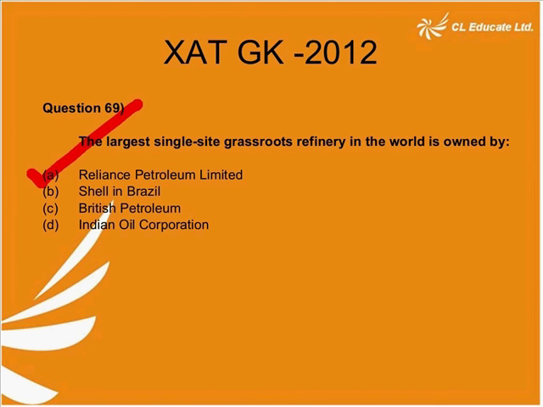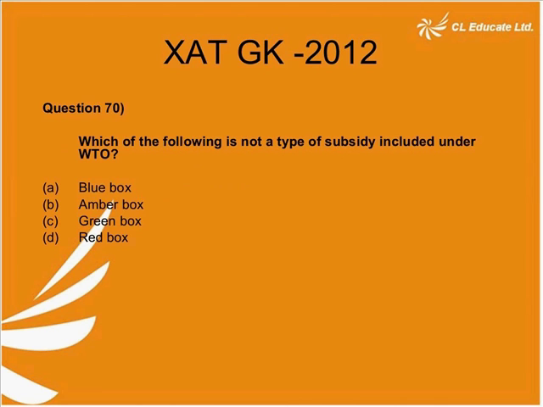Absolutely correct. Which of the following is not a type of subsidy included under WTO? Which one is the one? It is your homework to find out what is actually blue box subsidy, amber box subsidy and green box subsidy. It is easy. It will take only 5 minutes. If you don't understand, mail me. But try to find it out. The correct answer is red box. There is no red box subsidy. It's blue, amber and green box subsidies.